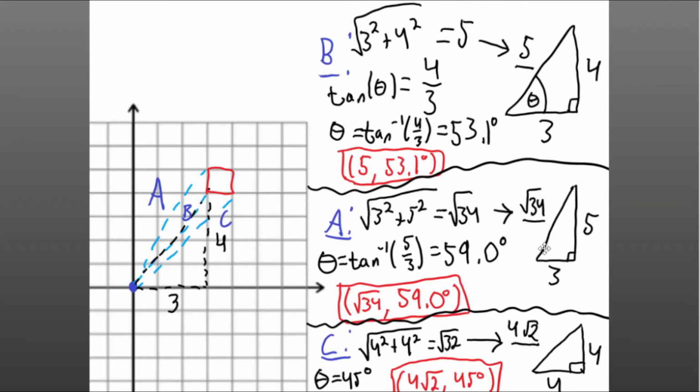To find the angle theta, which I did not label, but this angle here, we take the inverse tangent of the opposite 5 over the adjacent 3, and we get 59.0 degrees. And there's our polar coordinate for A.